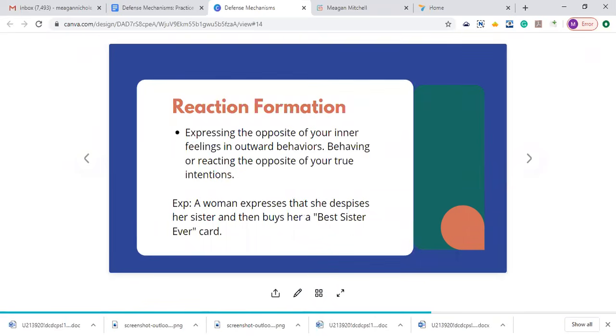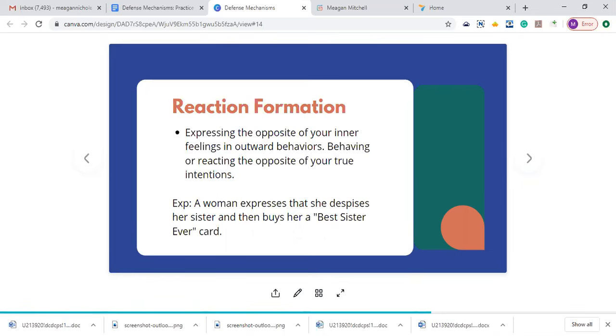Reaction formation. So reaction formation is when you express the opposite of the way you're feeling. And by express, I mean that you are having outward behaviors that are in complete opposite of the way you're feeling. So this would be behaving or reacting the opposite of what you're intending to do.